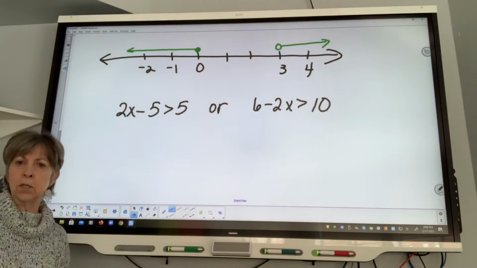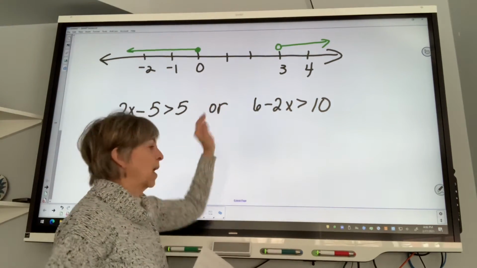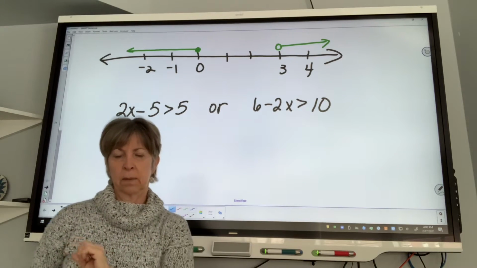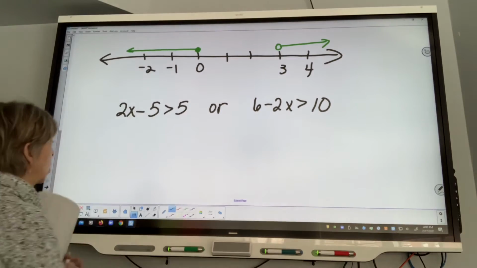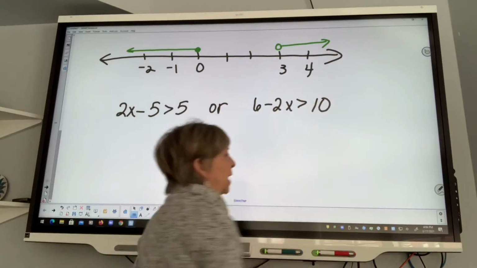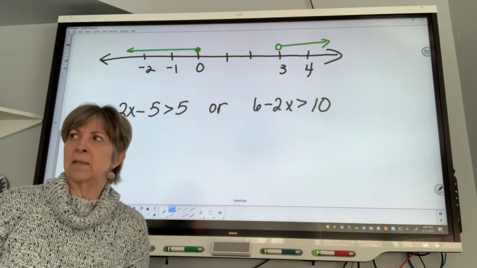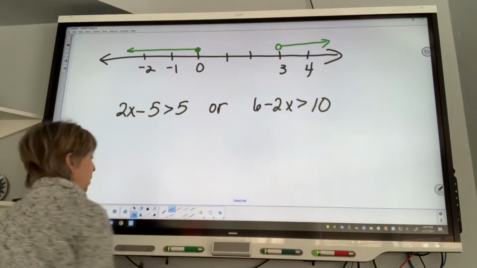Just like an English one, it's two complete sentences separated by either the word or, and. That's how the mathematical compound sentence is. So this whole thing is an example of a mathematical compound sentence. In this case, it's a compound inequality because these are inequality signs.